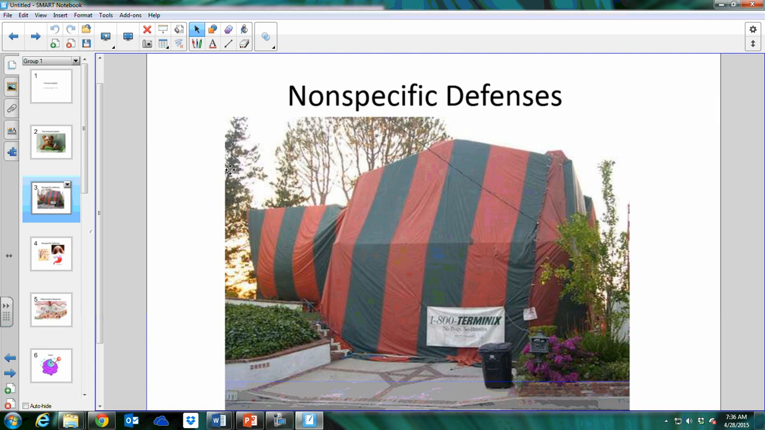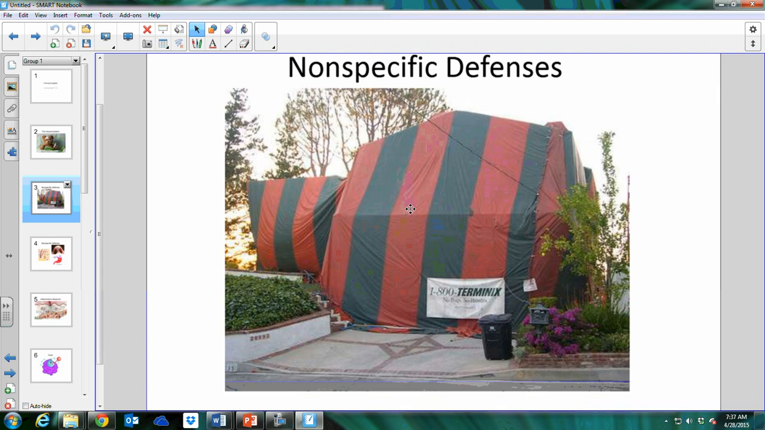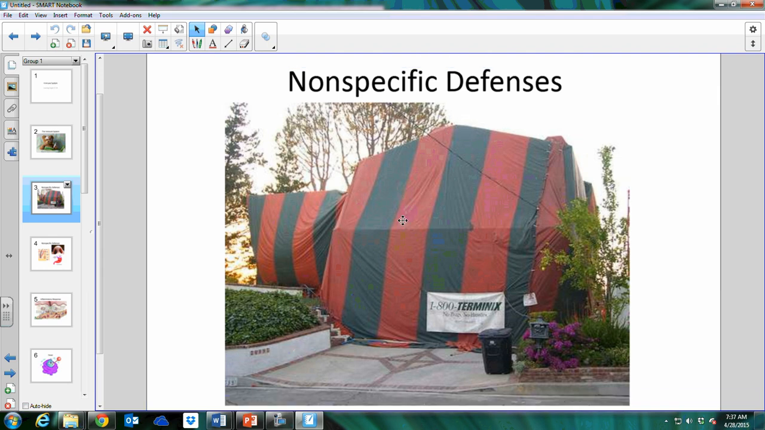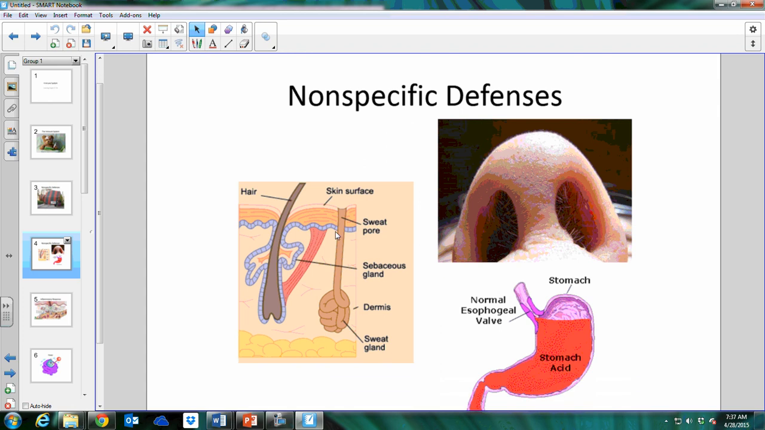You have lots of non-specific defenses in your body. Non-specific means it's not targeting any one thing, like this tent over this house is targeting everything that's in the house, not just one specific thing, even though there may be one specific thing that is in mind. Here's a few.